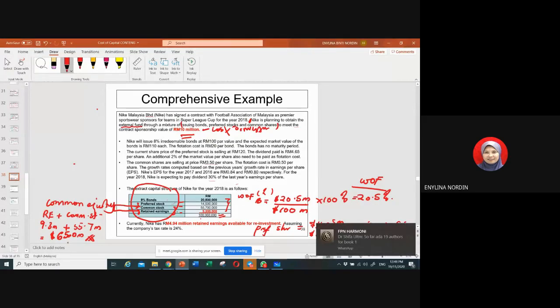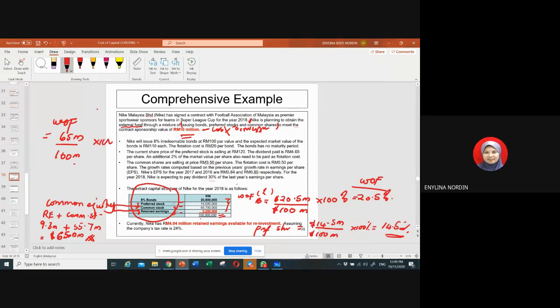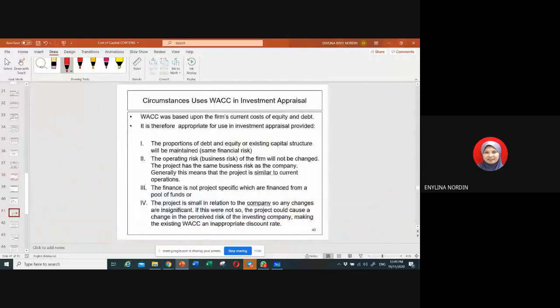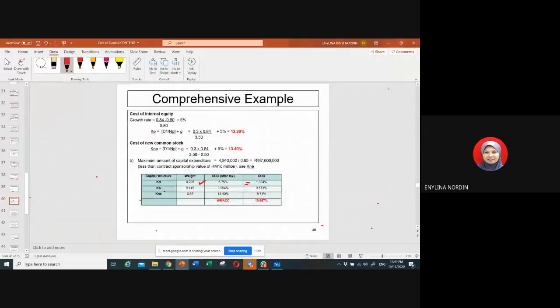So jadi dia punya WOF dia berapa in percentage? Which is 65 million, you divide by 100 million ringgit, so therefore equals to 65%. So this is the WOF. So this is what is shown on the slide. This one. Okay, 20.5%, 14.5%, and 65%. So this is actually WOF.